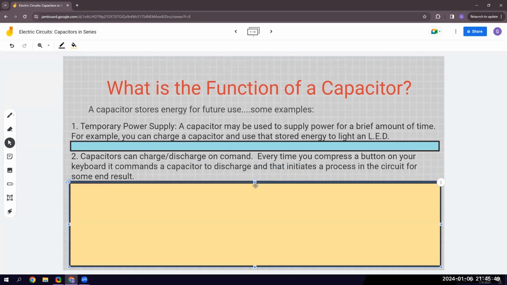Capacitors can discharge on command. Every time you press a button on your keyboard, say you hit the W, the enter key, the space bar, it commands a capacitor to discharge, and that initiates a process in the circuit for some end result.